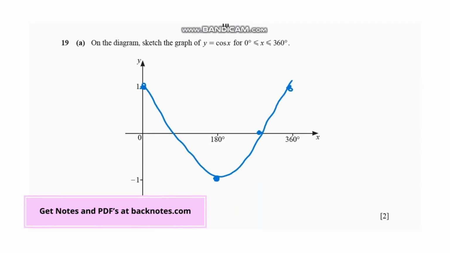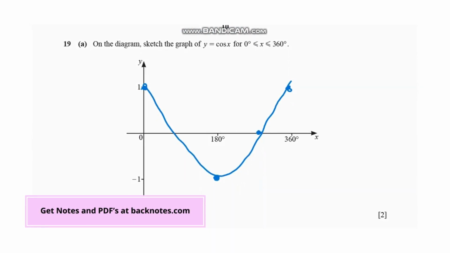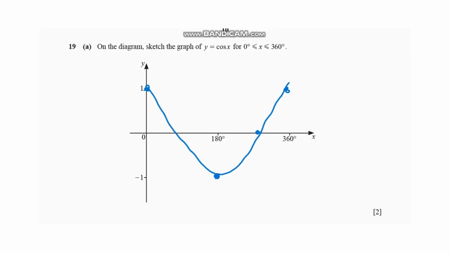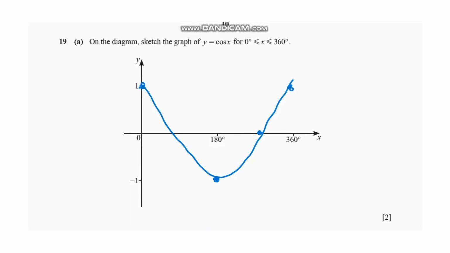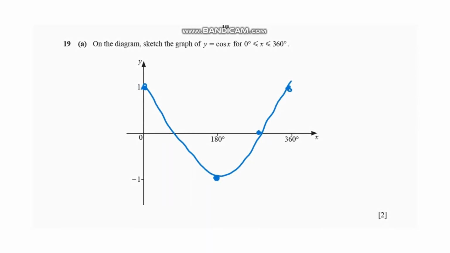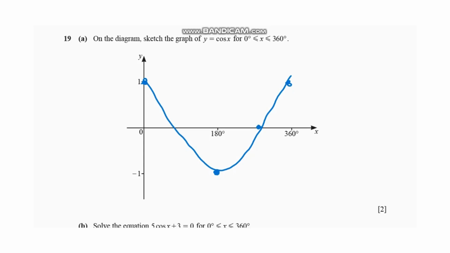Question 19 states on the diagram sketch the y equals cos x for 0 to 360. First we will use cos on the calculator and calculate 180 degrees with cos. We will input the point over here. Then for 270 it will be over here. Then for 360 it will be over here. Then we will connect these points and this will be the graph that is shown over here. It will be drawn like this.